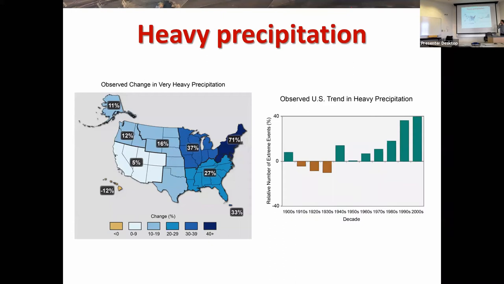In terms of heavy precipitation, which really affects us here in North Carolina, in fact, the Southeast has seen a change of 27% from the climate period of 1901 through 1960, from the National Climate Assessment. And overall, the observed trend is up here on the right. High precipitation now in the 2000s was about 40% relative to the baseline of extreme events. And this does not include the recent decade. I am assuming it'll be higher than that, especially given the recent hurricanes.